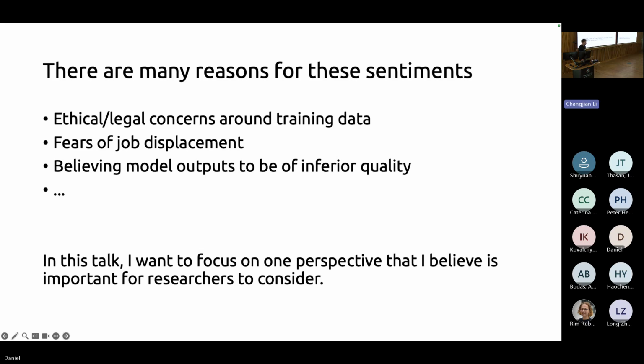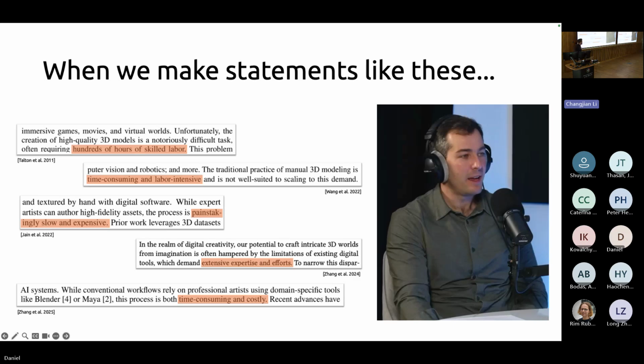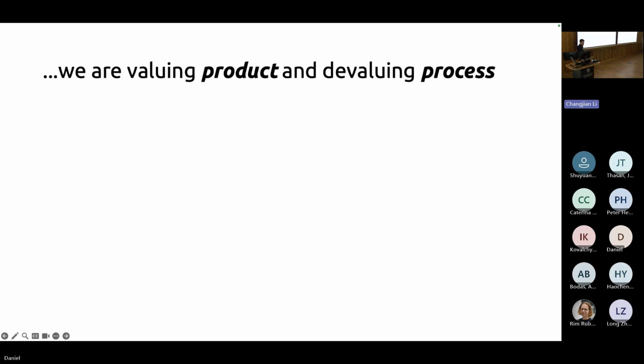to consider, which I think sometimes goes unsaid or goes unexamined, which is that when we make statements like these, like statements in these papers or that guys like this say in podcast interviews, there's a particular value system that we are espousing. We're basically valuing product and we are devaluing creative process.